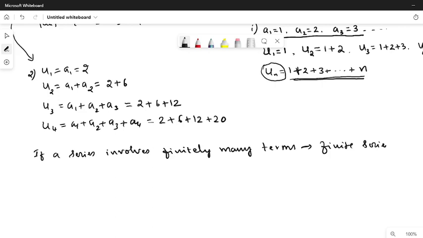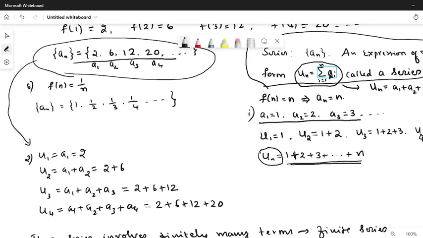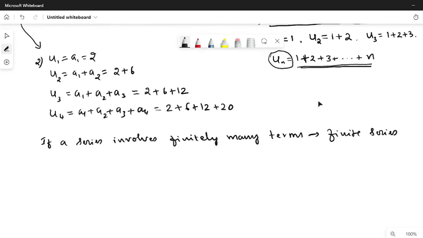See, the finiteness or infiniteness of a series depends on the corresponding sequence. As I said already, we define a series depending on the sequence a_n, so it ultimately depends on this sequence. If this sequence contains finitely many entries, then the corresponding series will be a finite series. Or simply, you can say that a series u_n is finite if it contains only finitely many terms. Otherwise, it is infinite.